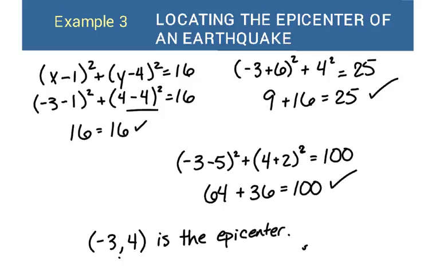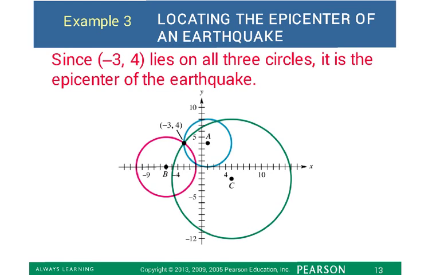Okay, and if you'd like to see a picture of this, all three of these graphs graphed together, here you go. I'll show it to you. There it is. And see this right here? This right here, (-3, 4), lies on all three of those circles that are graphed, which were the equations that we figured out from the application problem given to us. So there you have it.